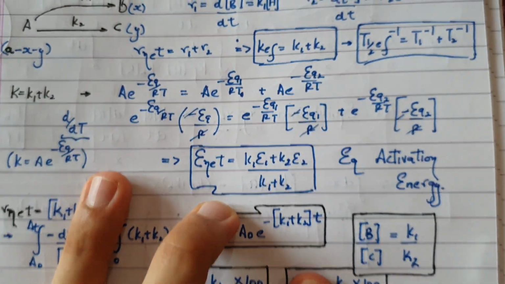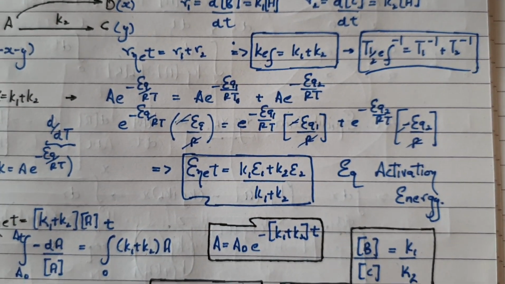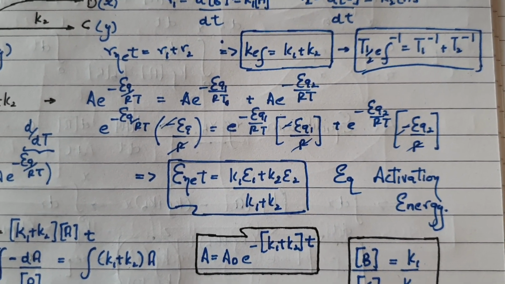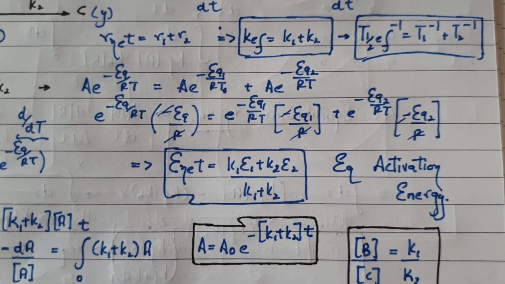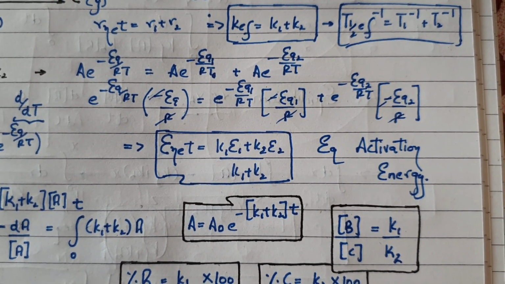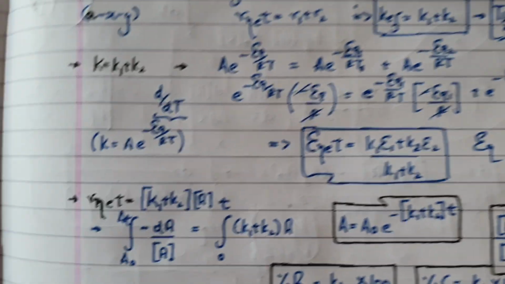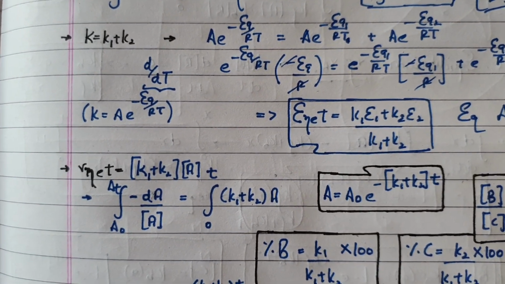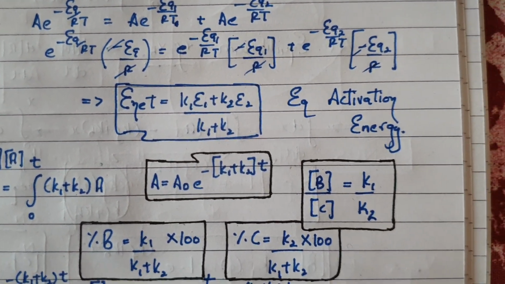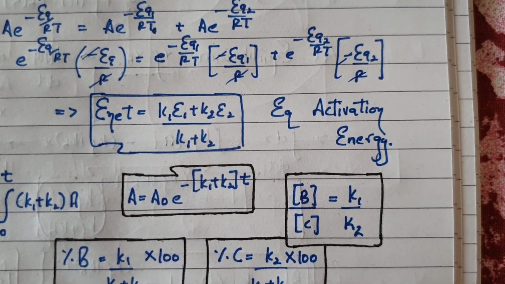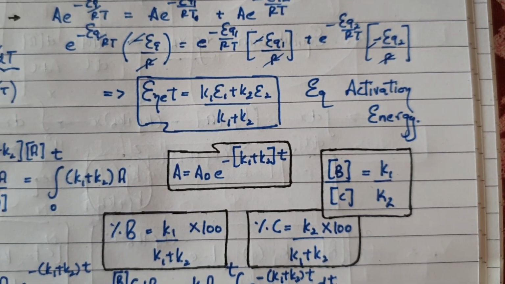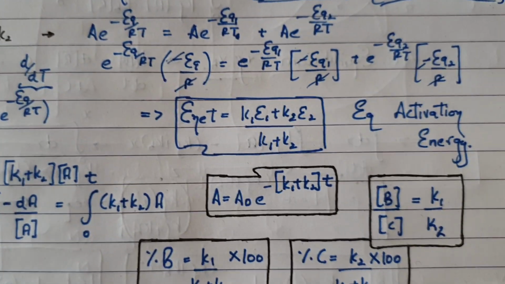Now we differentiate it with respect to temperature to get a specific result. On differentiating, A we just cancel because it is common from all sides, and the coefficient of T comes down, minus EA by R. So from all sides, cancelling and using the relation K is equal to A e to the power minus EA by RT, we get another result regarding equivalent activation energy. That is E net, which is equal to K1 E1 plus K2 E2 upon K1 plus K2. So that is the second result.